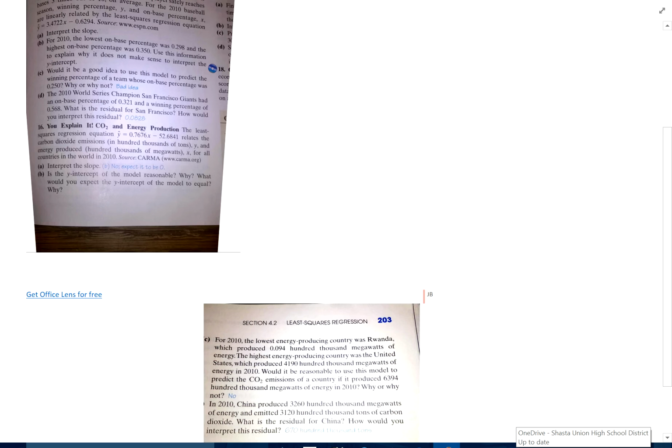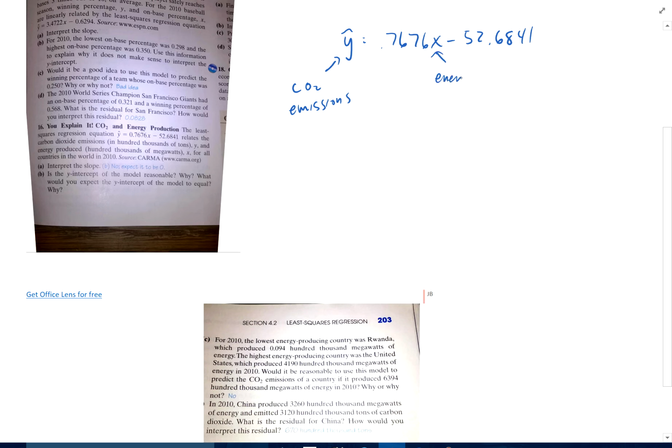Okay, 16. You explain it. Carbon dioxide and energy production. The least squares regression line is y hat = 0.7676x − 52.6841. It relates carbon dioxide emission in hundred thousands of tons, y, so this is CO2 emissions, and energy produced in megawatts, x, that's energy produced, in megawatts for all countries in the world in 2010.